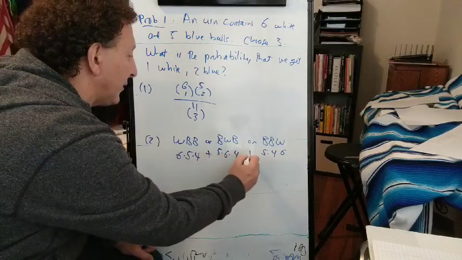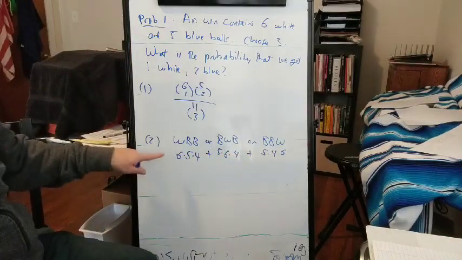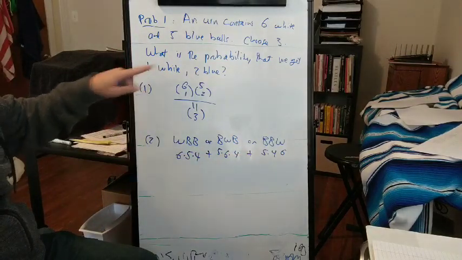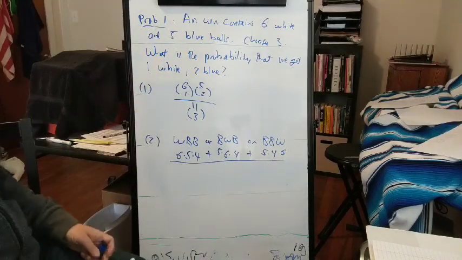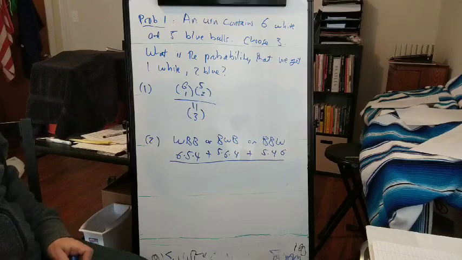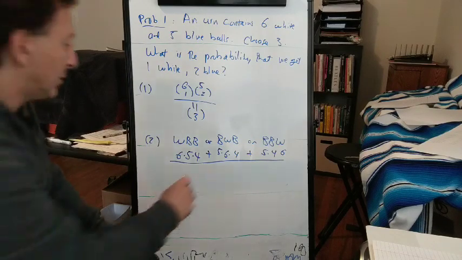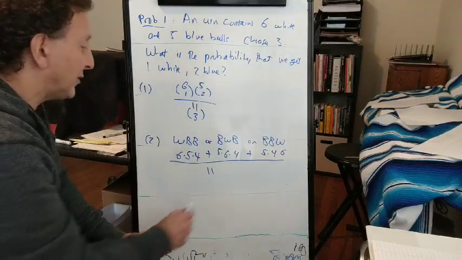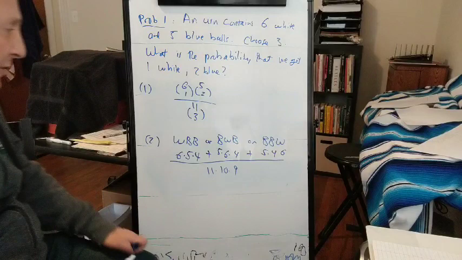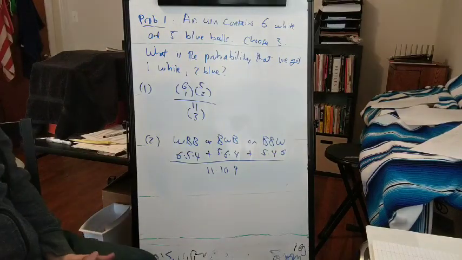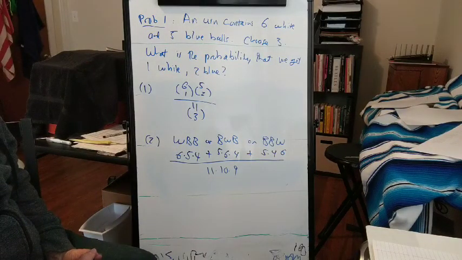So this is the total number of ways to choose the desired collection of balls, 1 white and 2 blue. And then we have to divide by the total number of ways to choose 3 balls in order. So there's 11 ways to choose the first ball, 10 ways to choose the second, and then 9 to choose the third. Alright, it's not obvious that these two answers are the same, so let's do a little simplifying.